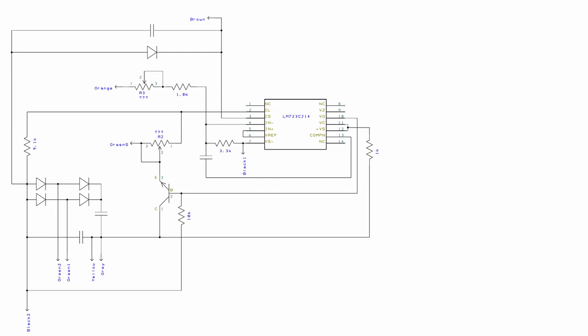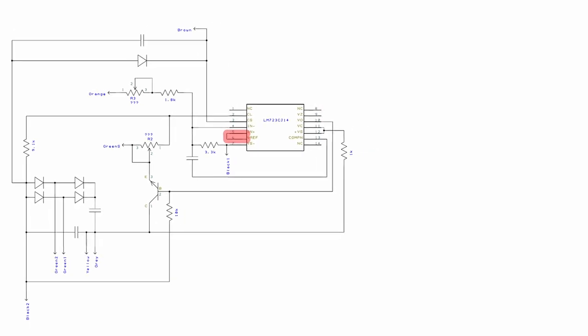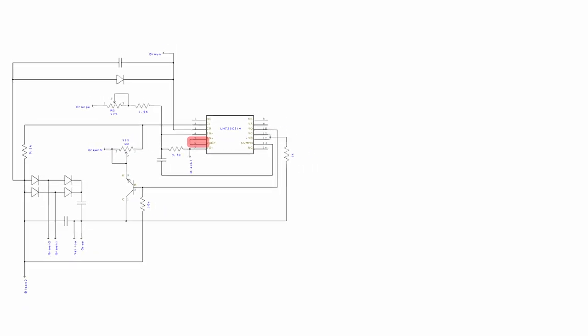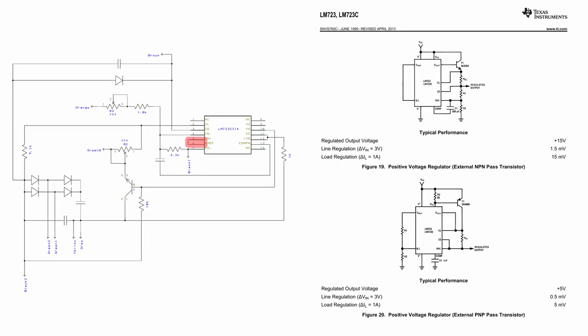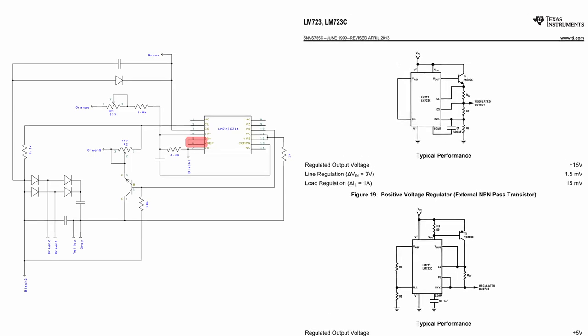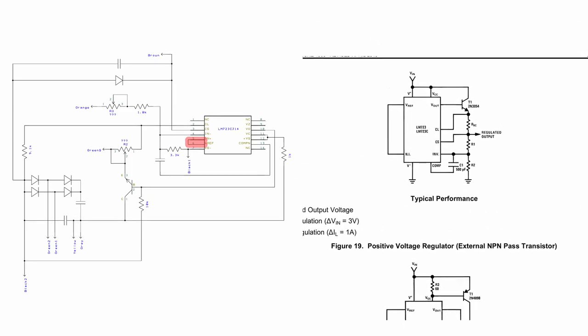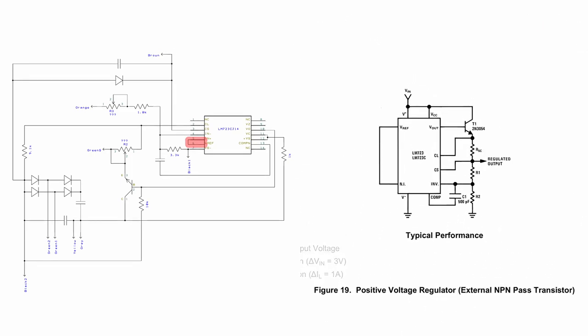And the big thing to notice here is that the voltage reference line and the non-inverting input are tied directly together. So if we take a look at our typical applications in the datasheet and we scroll through it, we can see that there is a positive voltage regulator with an external NPN pass transistor that has the voltage reference line and the non-inverting line tied together.